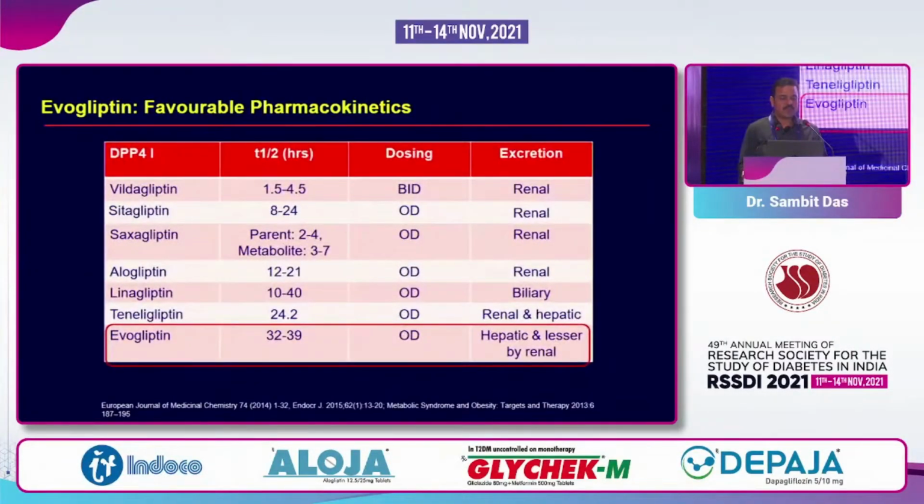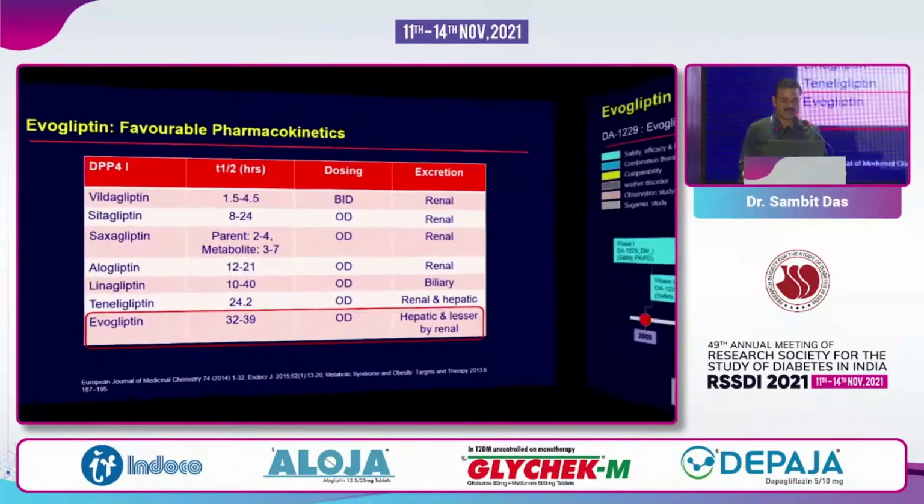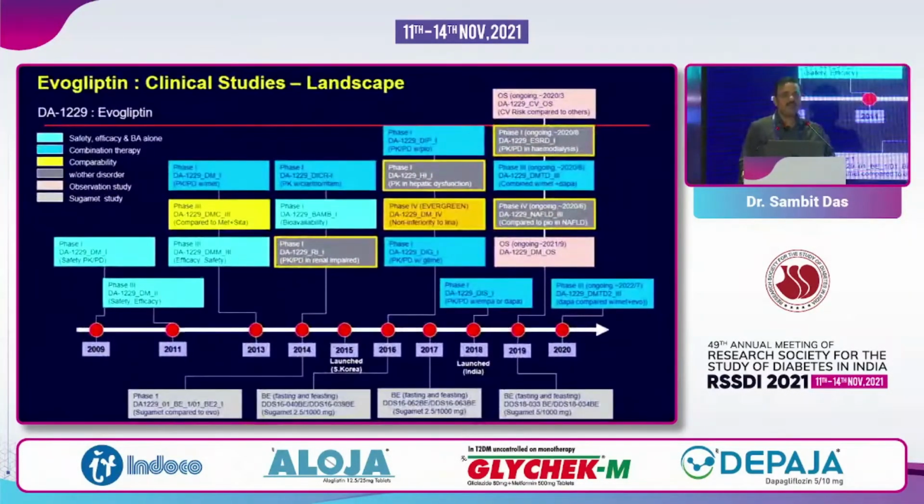The favorable pharmacokinetics, if we compare the other gliptins, then we can see that Evogliptin is given once in a day, and it's hepatic and lesser by the renal route of excretion. Now, what about the evidences? Because we live in a world of evidence-based medicine, so each molecule has to show its evidence in not only the randomized control trials but also real-world evidence.